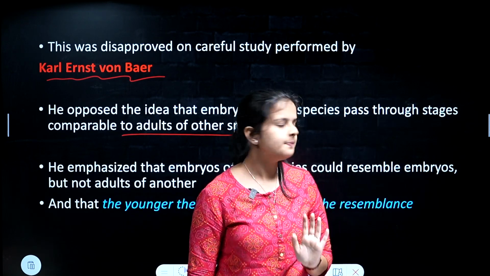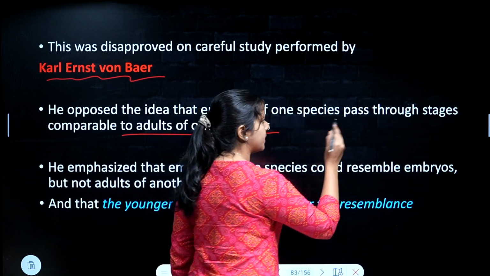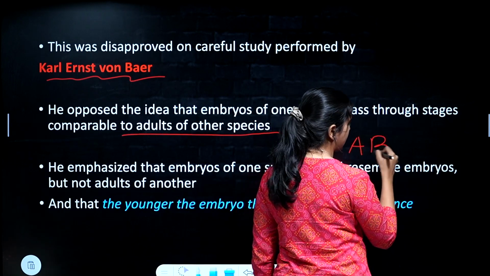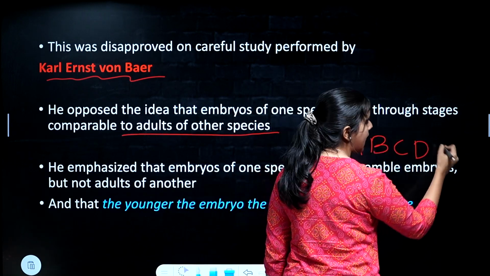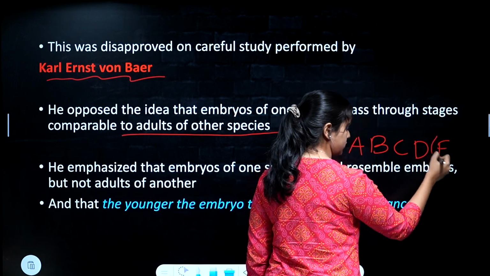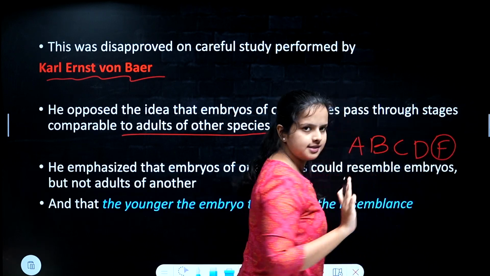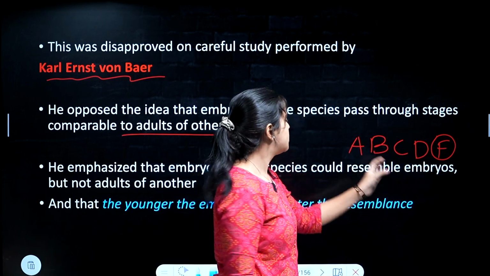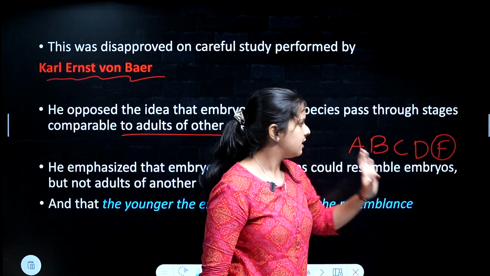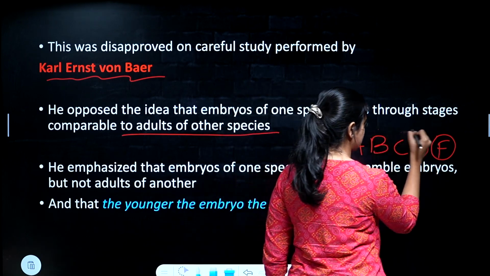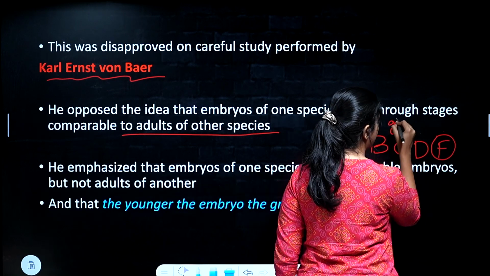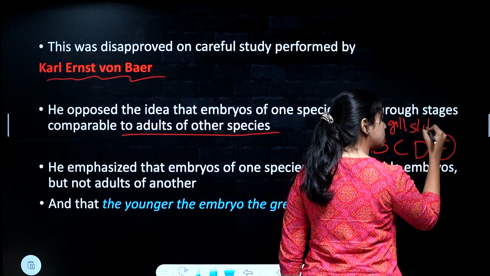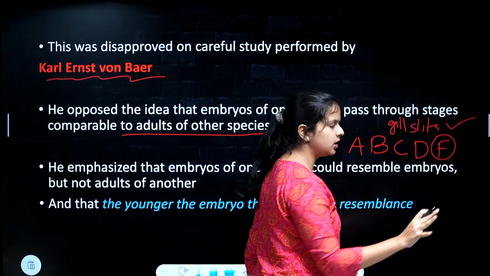Okay, what did he say? I'll tell you. Let's take the previous case itself. You had four organisms, four vertebrates A, B, C, D, and you have the fish. Just compare all these embryos. These are all vertebrates. Fish is also a vertebrate. If you compare all these embryos, all of them had gill slits. That's fine. You can compare embryos. There is nothing wrong with it.